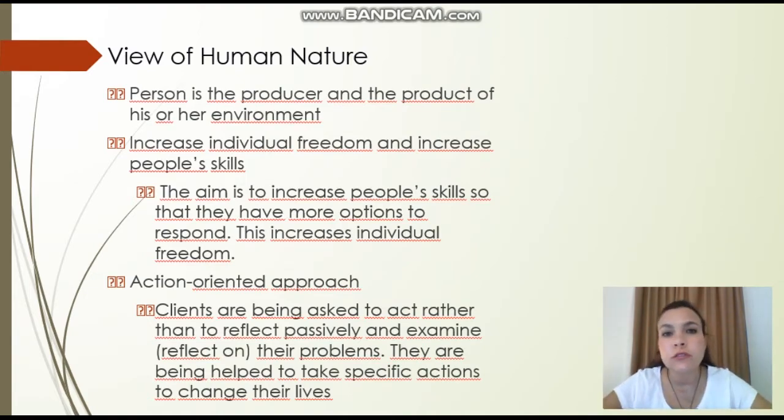To deepen our knowledge of the view of human nature, the behaviorists state that a person is the producer and the product of his or her environment. According to this perspective, there is still individual freedom for clients and they are capable of increasing their skills. So the aim is to increase people's skills so that they have more options to respond, and this increases individual freedom. Now you may think that behaviorism can fit into existential or experiential approaches, where freedom of choice and taking responsibility for actions are considered, but actually behaviorism is not existential in its nature.